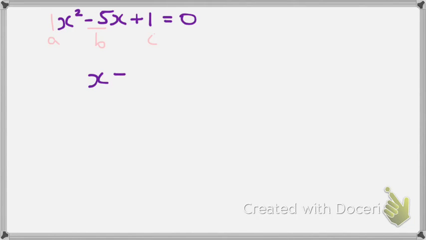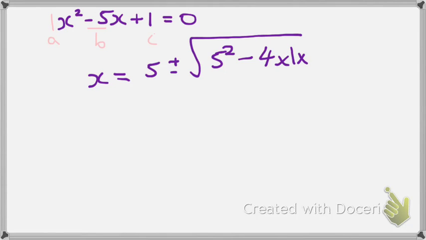So x equals minus b, so that's minus minus 5, so that's plus 5, plus or minus the square root of b squared. Now, b is minus 5, right? You might as well just write 5 squared, because it's always going to be positive anyway. You run a risk if you write minus 5 squared of forgetting to square the minus sign, in which case you've made an error. So I would encourage you just to write positive 5 squared there. Minus 4 times 1 times 1, all over 2.